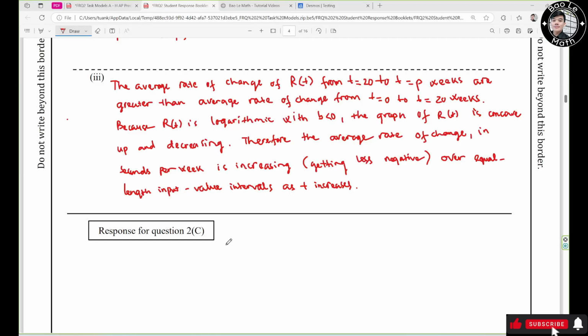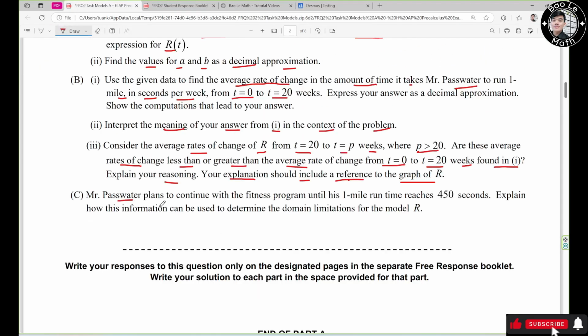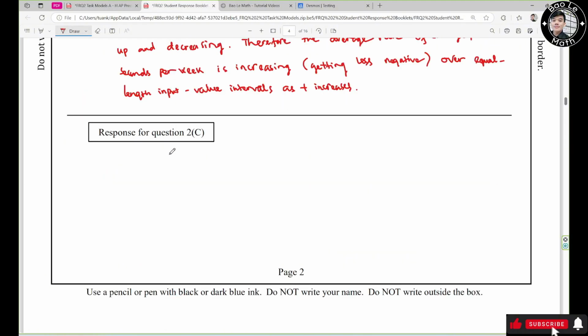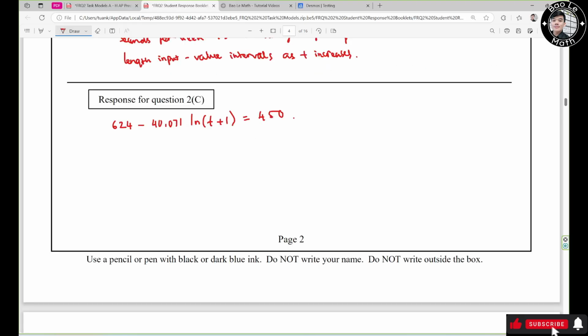Alright, let's move on to question C. Mr. Pass water plans to continue with the fitness program until his 1 mile time reaches 450 seconds. Explain how this information can be used to determine the domain limitation for the model R. Basically, you just let the function R(t) equal 450 seconds. To solve this, you either use a graphing calculator or solve it by hand. First I'm going to solve it by hand, and then I'm going to show you how to use the graphing calculator.